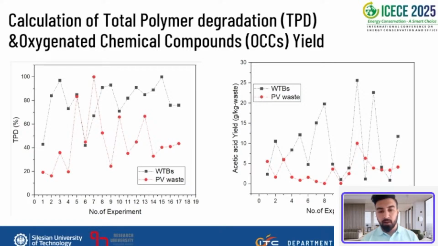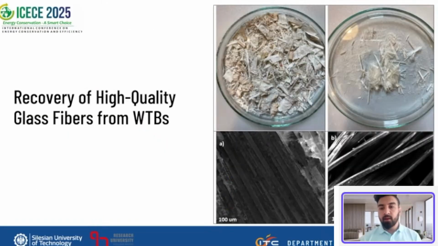So we have fewer results, or lower values, for the polymer degradation and also a lower value for the acetic acid yield. Here on the screen, as I mentioned, from the wind turbine blades we have the possibility to recover the glass fibers. You can see on the screen the same images of the recovered glass fibers and also some normal images of the glass fibers that we obtained in the lab.